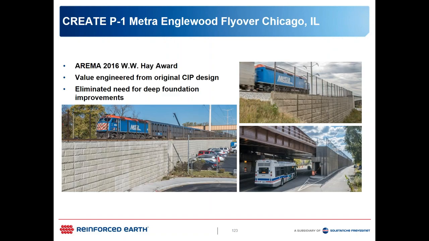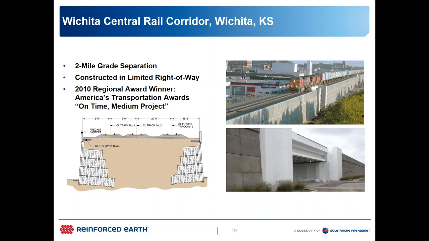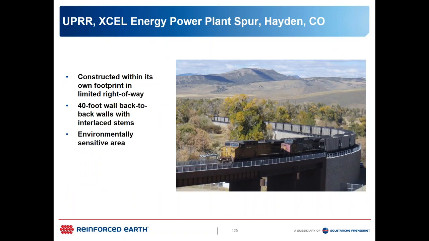To summarize all this, I'll show you the project, the Metra Inglewood flyover in Chicago, Illinois. This was originally designed as a cast in place wall, but the cast in place wall was value engineered into a T-wall tie system to carry the Cooper loading. This is another job like that in Wichita, Kansas. Again, it is a 2 mile grade separation where a T-wall was used for the retaining structures. The third one like that is in Colorado.